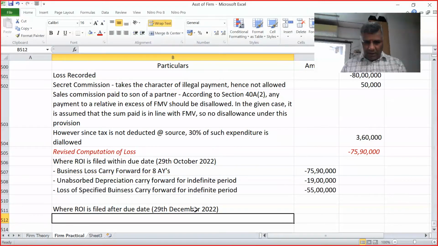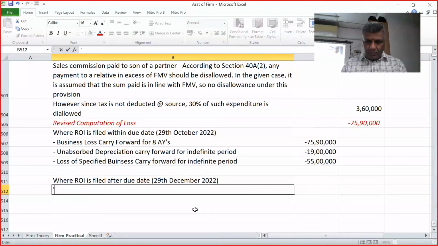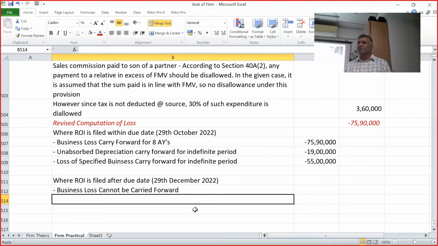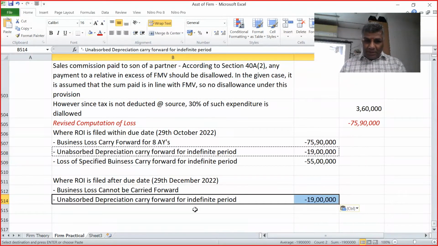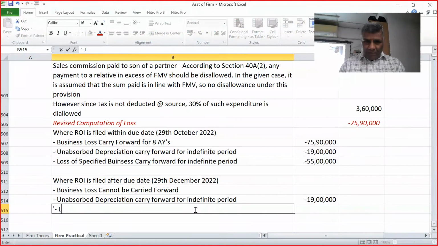Yes, Raja, I am writing. Business loss cannot be carried forward, because you are filing it after the due date. Whereas unabsorbed depreciation can be carried forward, because it can be carried forward even if return is filed belated. Again, loss of specified business cannot be carried forward.